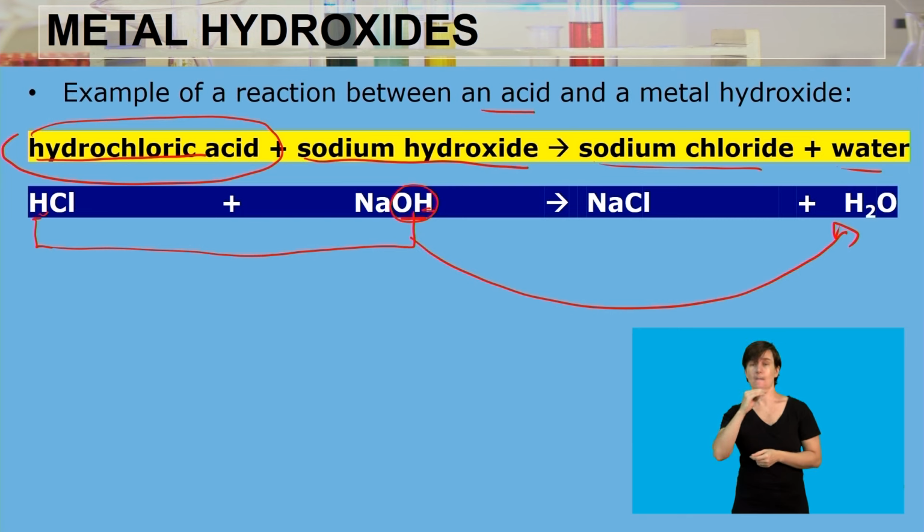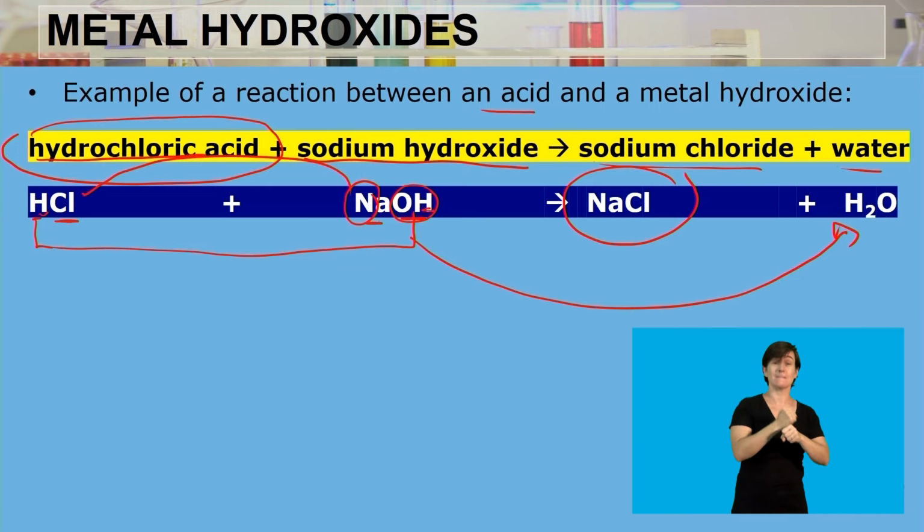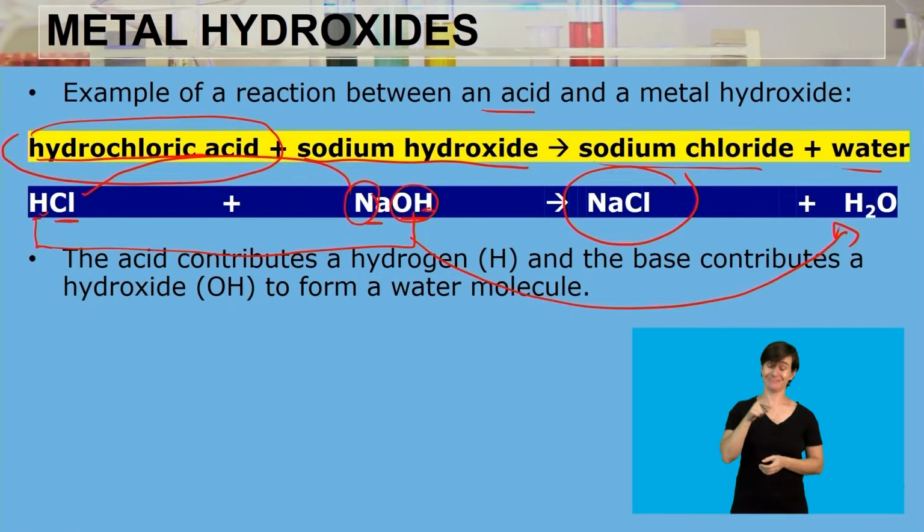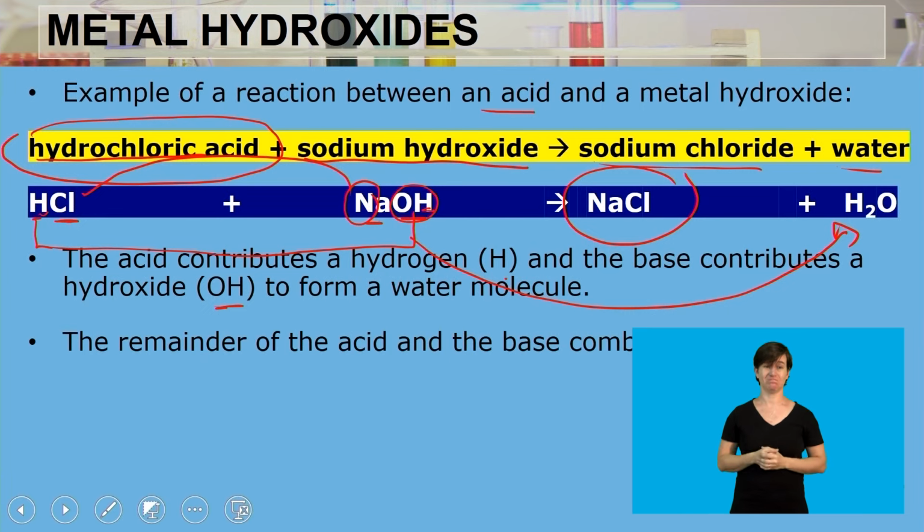Then the remainder of those two substances is going to be forming the salt. So the remainder here is your Cl, and the remainder there is your Na. So when these two substances react together, they form our NaCl, which is our table salt, what we use on a daily basis when our parents cook. Then the acid, as we have said, will contribute the hydrogen, and the base will contribute the OH to form the water molecule. Then the remainder of the acid and the base combine to form the salt.